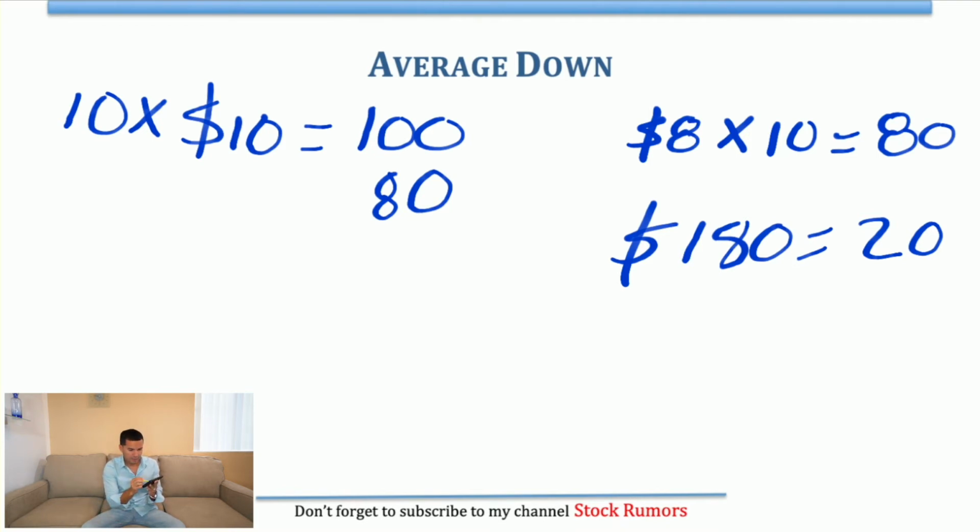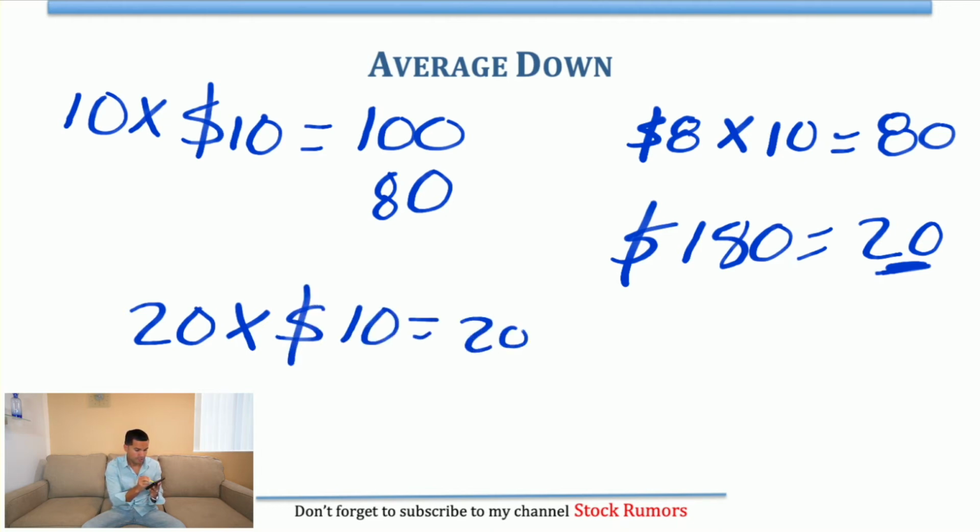So now you have 20 shares, right? You have 20 shares and the price goes back to $10. So that is 200. So you paid for the 20 shares 180, but now you're up $20 because now you have $200 worth in shares. So you can average down the cost of your shares and then make a profit.